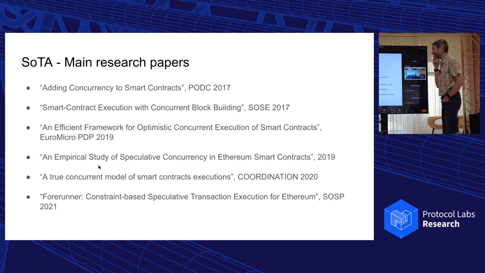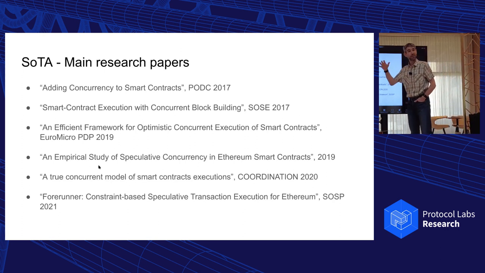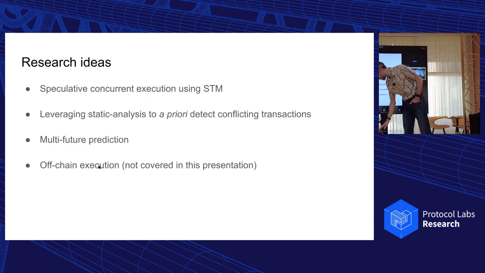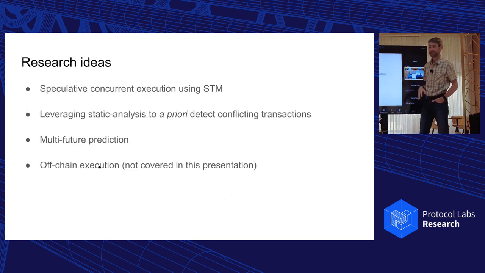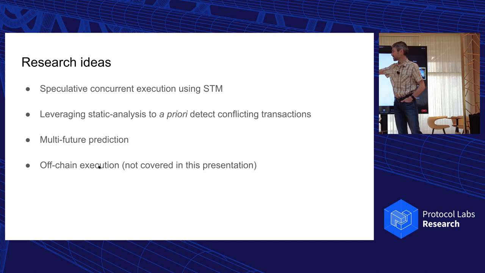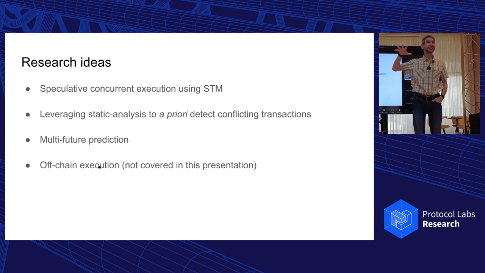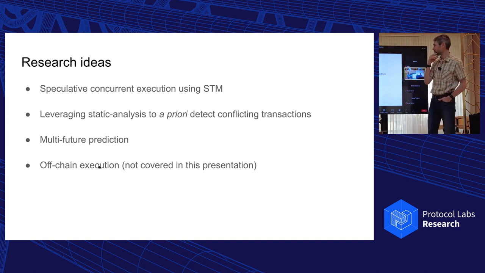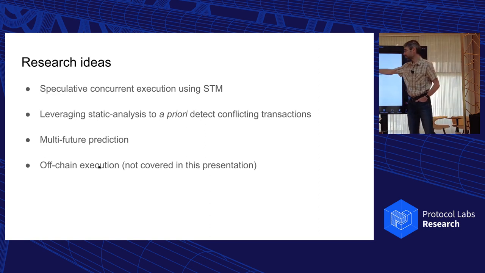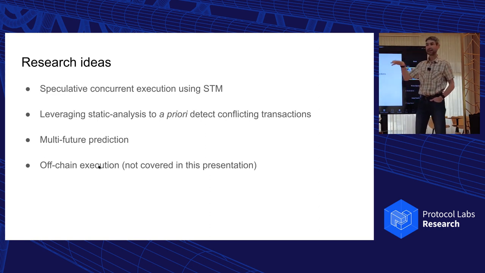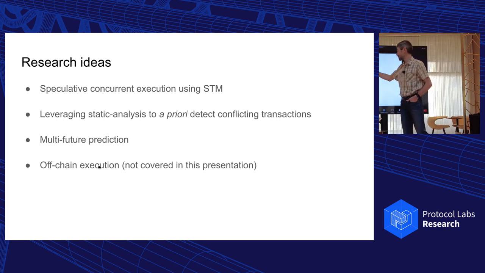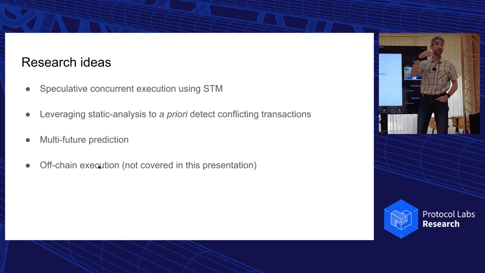So the goal of my presentation is to tell you quickly what these papers propose, structuring the ideas a bit more than this list. We have the following research ideas that have been produced so far. Speculative concurrent execution using STM-like techniques. This is one area of work. Then there is another area of work, leveraging static analysis to detect conflicts a priori. So it's no longer speculative: you will execute something that you know will produce something consistent.